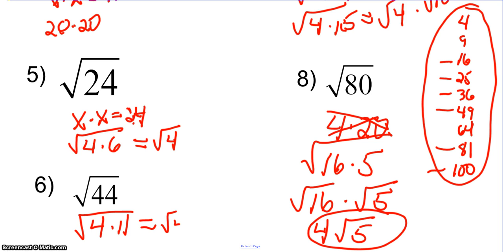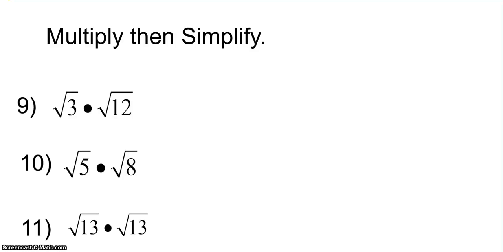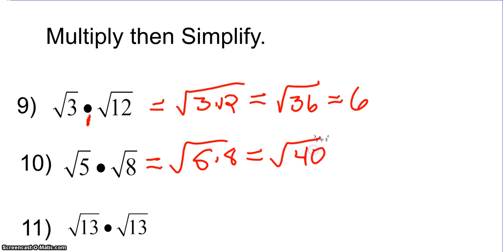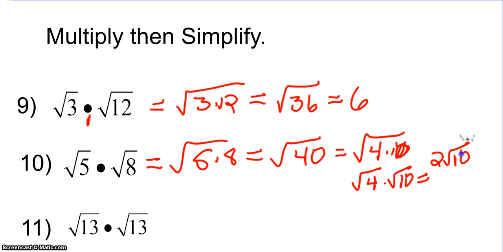All right, let's look at multiplying and then simplify. The property is this. Now we're using the exact same property, but now we're going backwards. Since this is multiplication, I can go ahead and do 3 times 12, and that gives me 36. And 36 we know is 6. Here I can rewrite it as 5 times 8. See, this is multiplication. If this was a plus or minus, I wouldn't be able to do it. It has to be multiplication and division. So 5 times 8 is 40. Now that's not a perfect square, but we know we can rewrite it as 4 times 10. So that means the square root of 4 times the square root of 10. The square root of 4 gives me 2, and then we got the square root of 10. And there's your answer there.